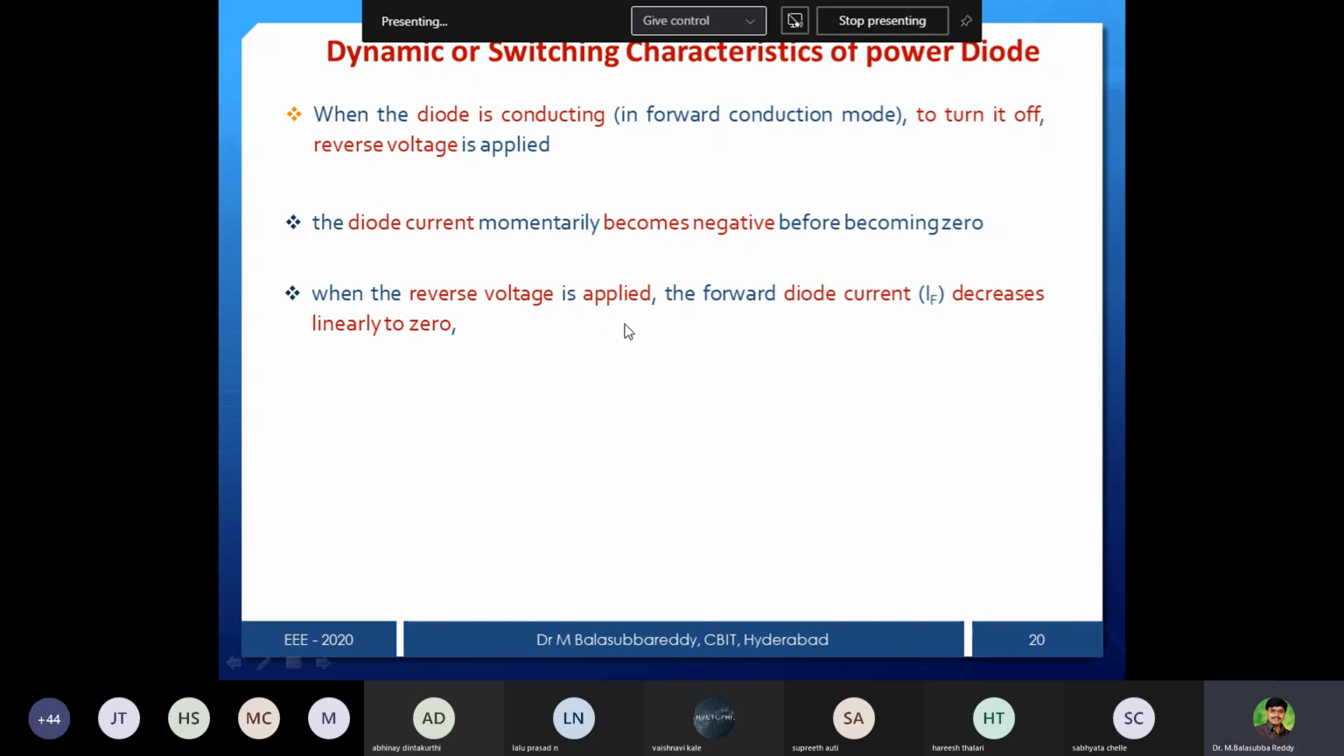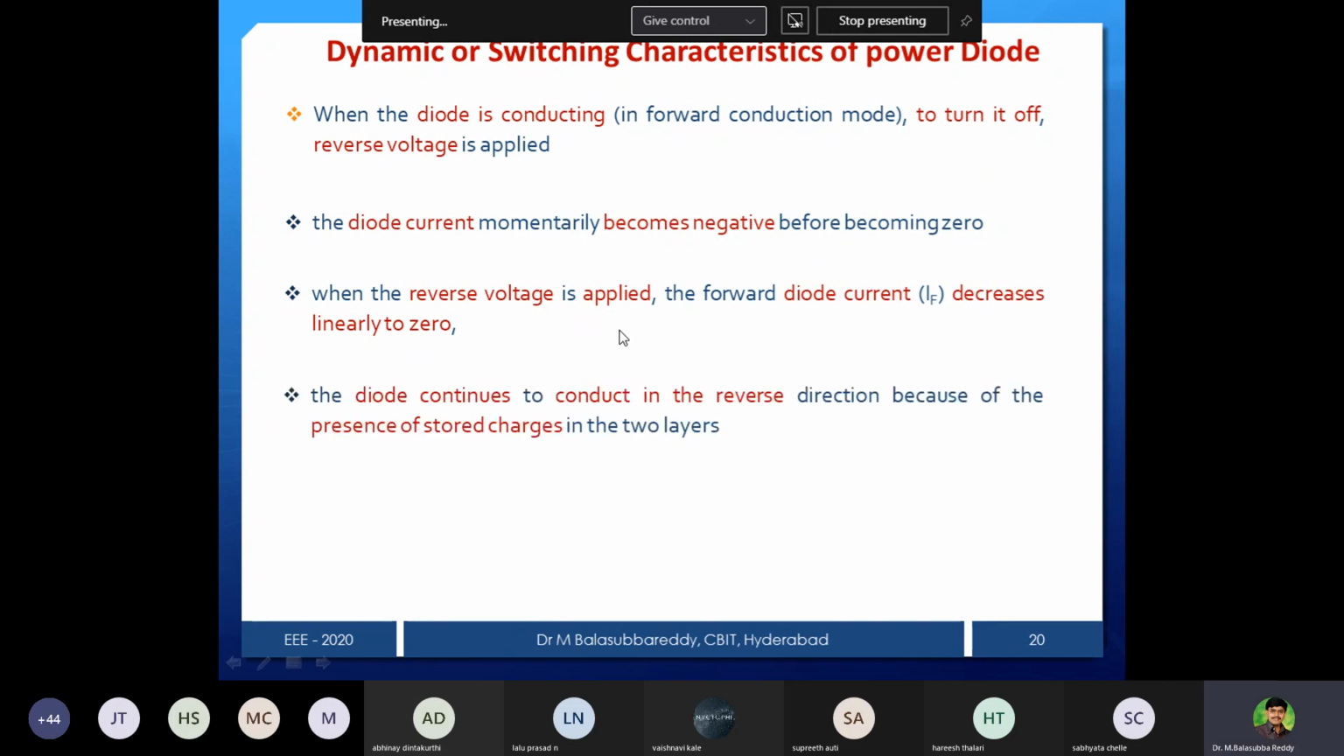Now, when the reverse voltage is applied, the forward diode current decreases linearly to 0. The diode continues to conduct in the reverse direction. Why does it continue to conduct? Like the example of a fan: even when switched off, it will continue to rotate for some more time. In the same manner, the charge particles, as I showed you in the animation, are present, and because of that the diode will continue to conduct for some more duration, because of the presence of stored charge in the two layers. So that is the reason.